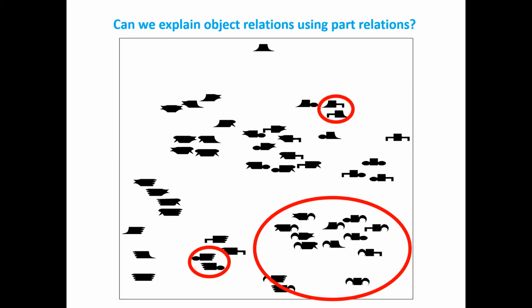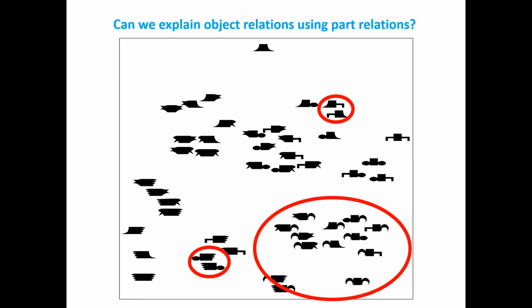And the basic question that we wanted to ask here is, can we explain object relations using part relations? Remember that there's a set of 49 objects, but they're created from only 7 parts. And these 7 parts are placed on both sides. These are identical parts placed on both sides. So ultimately, these 49 objects are really created from 7 individual parts. So how do we build a model that takes part-part relationships and then predicts object-object relationships?